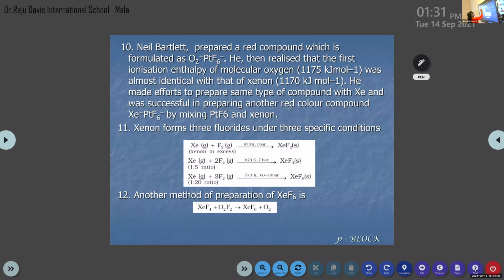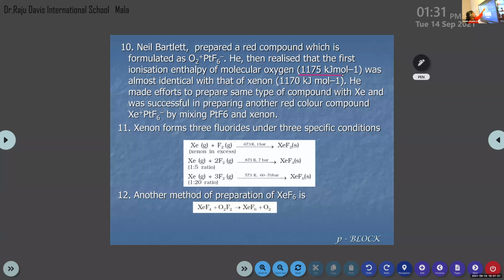Okay, so Neil Bartlett, that's the name of the scientist. He prepared a red compound which is formulated as O2+ PtF6-. Okay, he prepared a red colored compound using oxygen, platinum, and fluorine. He then realized that the first ionization enthalpy of molecular oxygen is 1175 kilojoule per mole.